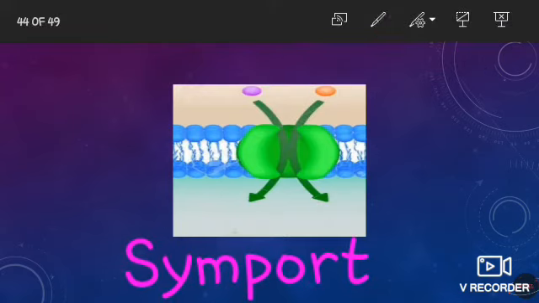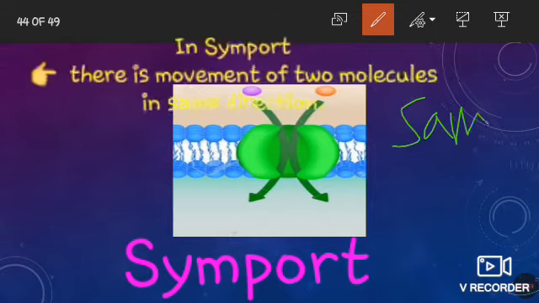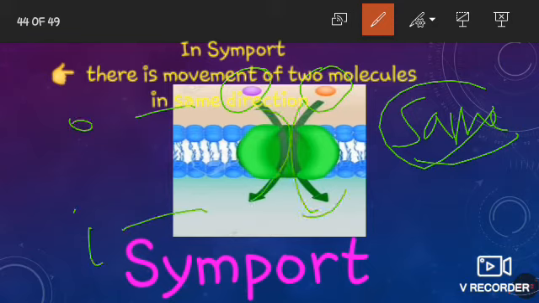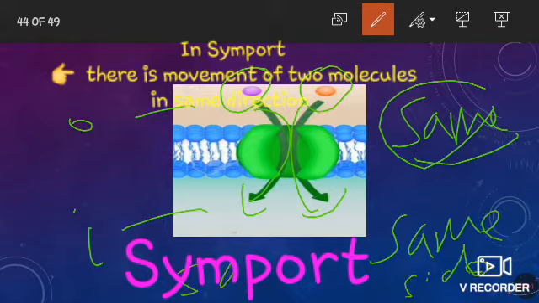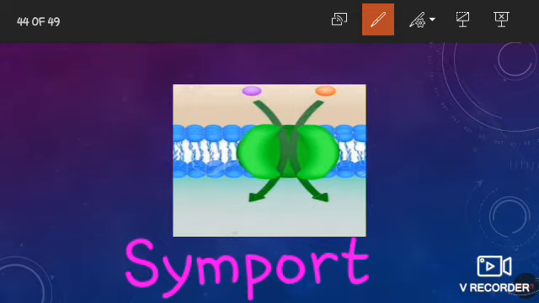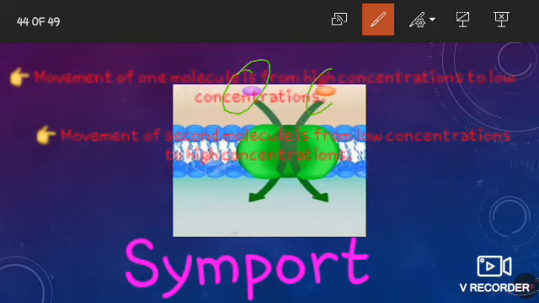Sym means same side. As you can see in this diagram also, two types of molecules are involved and their movement is from outside to inside, and these arrows show the same side, that means the same direction. So symport transfers two types of molecules in the same direction.